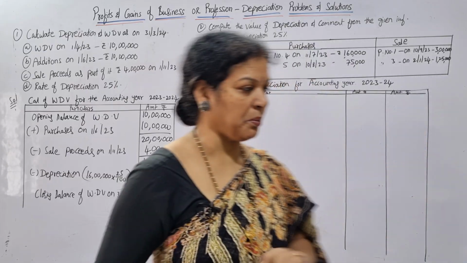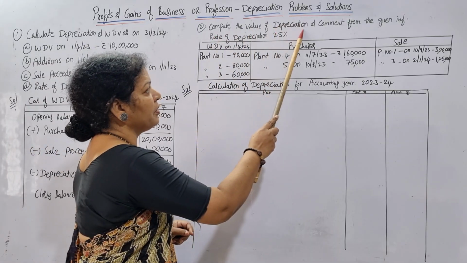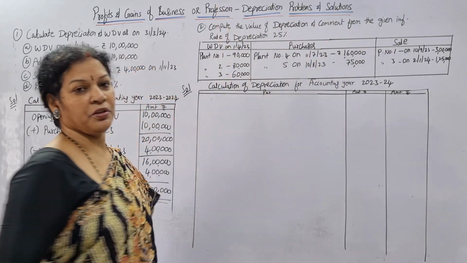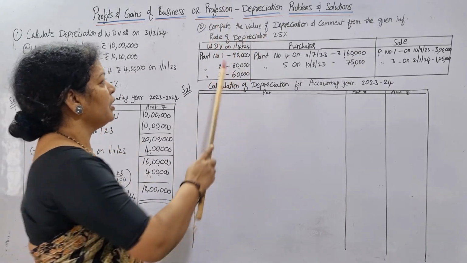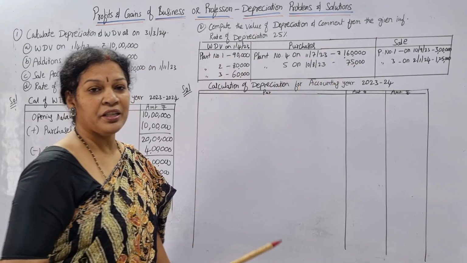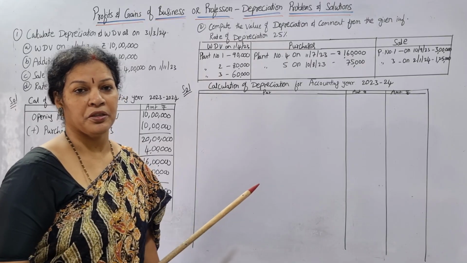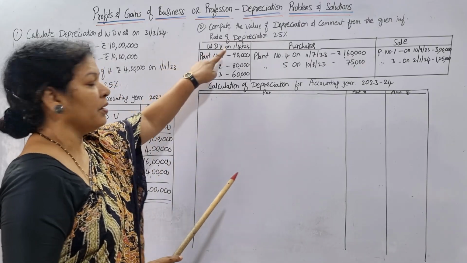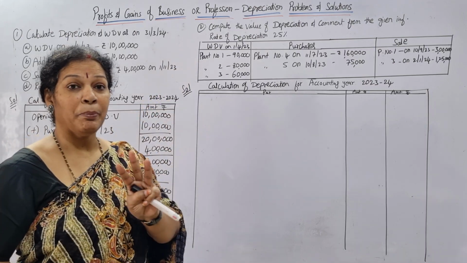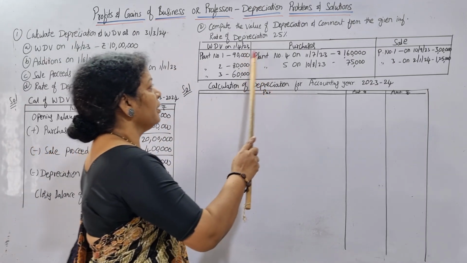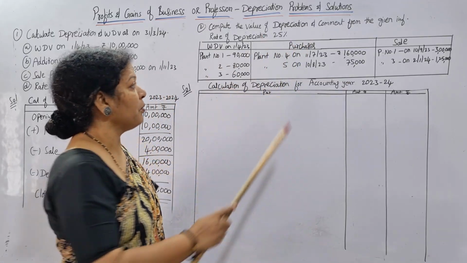Now second problem, one more problem we'll see. So this problem is here. Compute the value of depreciation and comment from the given information. What is given to us? Rate of depreciation 25%. Information is here. In table it has given. First one is saying WDV on 1st April 2023. Written down value on 1st April 23. What is given? Plant number 1, plant number 2, plant number 3. 3 plants are there. Okay. Now purchases also there. Along with that plants, we purchase some more plants. What are those plants?